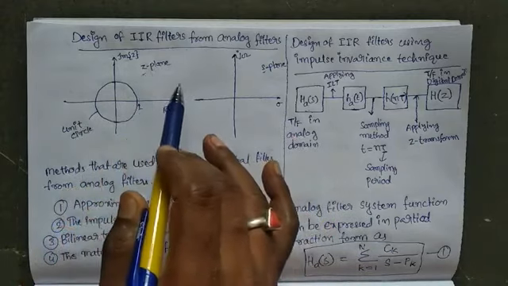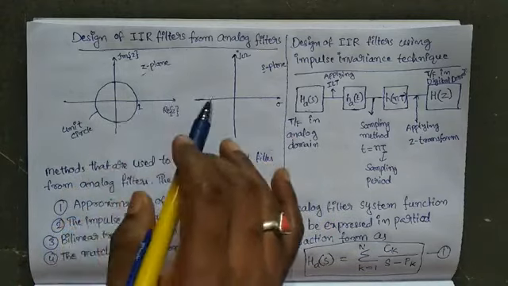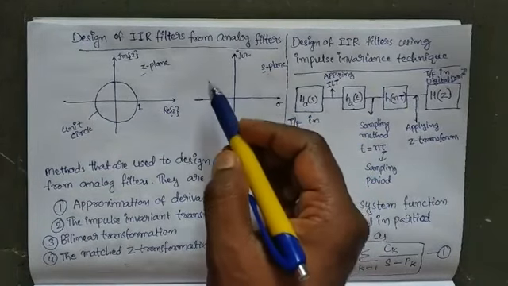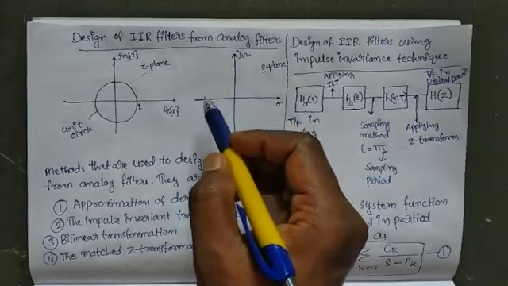They should follow the desirable properties. The first property is that the j omega axis in the S plane can be mapped into the unit circle in the Z plane. This gives a direct relationship between the frequency variables S and Z in the two domains. The second property is that the left half of the S plane should be mapped into the inside of the unit circle in the Z plane.